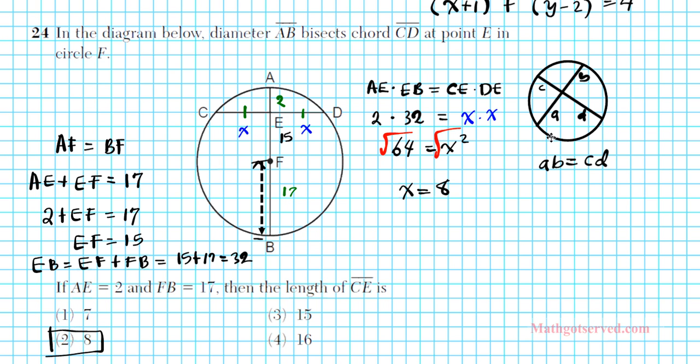So don't forget the intersecting chords theorem. If you have two chords intersecting like this, then the product of the segments on one chord is going to be equal to the product of the segments on the other chord.